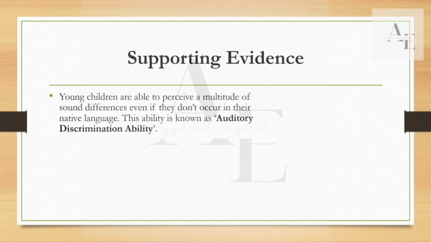So, children of different backgrounds and different cultures and countries perceive a multitude of sound differences. Even if these sounds don't occur in our native language, in childhood we are able to perceive the difference, like the difference between P and B. Even if it didn't occur in our native language, we were subjected to these differences and we were able to differentiate between them when we were children. But this ability, if not enhanced, will be lost after the age of 10 to 12 months, which is known as auditory discrimination ability.